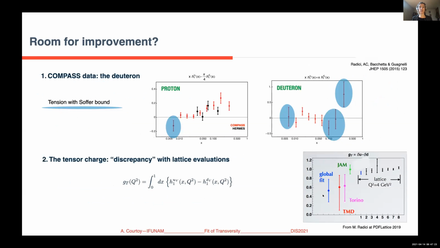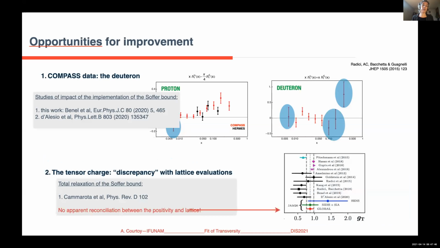And then you can see that the lattice finds GT around 1, and all the other extractions, except JAM, which in that case took into account the lattice data, find something that is smaller. So is there room for improvement here? That's a good question. And as it was mentioned before, GT is actually pretty important for BSM. So that's a good thing to think about. And instead of room for improvement, I think there's opportunity for improvement.